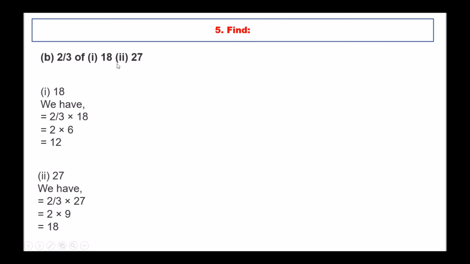Now 2/3 of 18 and 27. So 2 upon 3 into 18. So we will cut 3 and 18. 3 sixes are 18. So 2 into 6, that is 12. Then 27. So 2 upon 3 into 27. We will cut 3 and 27. So 3 ones are 3 and 9 threes are 27. So it is 2 into 9, that is 18.